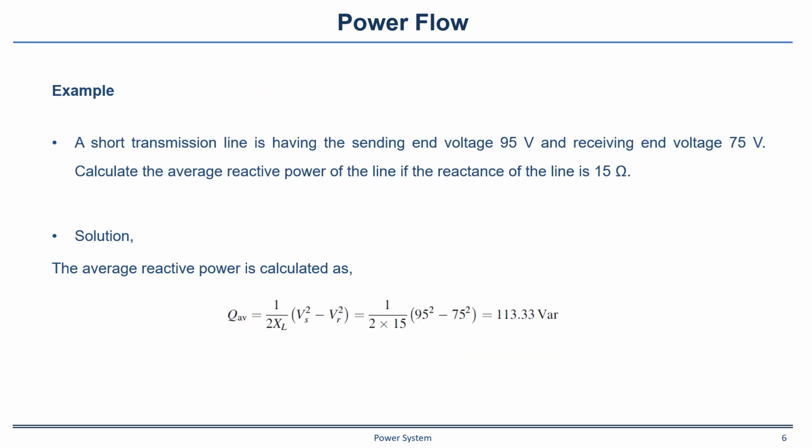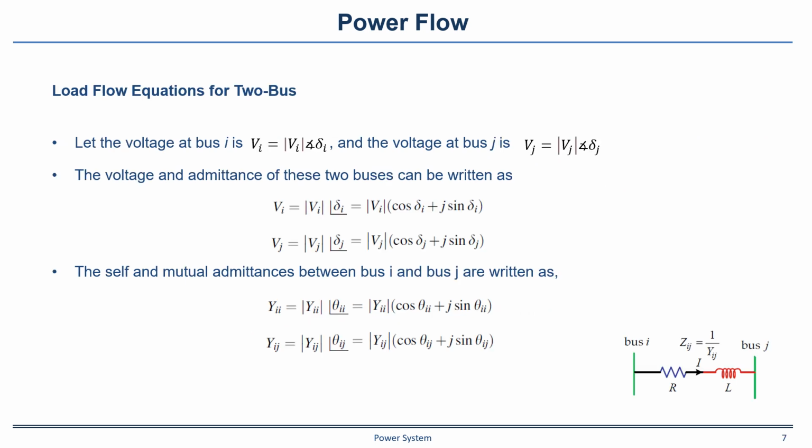So, for example, if for a short transmission line, we have a sending end voltage of 95 volts and a receiving end of 75 volts, it can be kilo. If you want to calculate the average reactive power of the line, if the reactance is 15 ohm, the average reactive power is 1 divided by 2 times the reactance, 2 multiplied by 15, divided by the square of the sending end and receiving end voltage. So it will be 113 var.